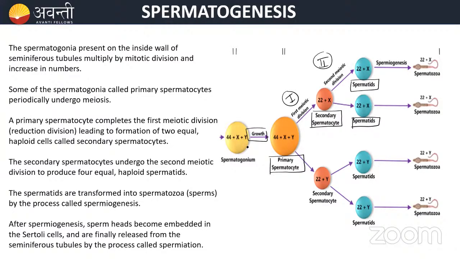Remember this sequence is very important. Spermatogonia, primary spermatocyte. Remember, this is diploid. This one is haploid and this one is also haploid. Now, once the spermatids are formed, they undergo transformation or differentiation and give rise to the sperm or the spermatozoa. This process is known as spermiogenesis.